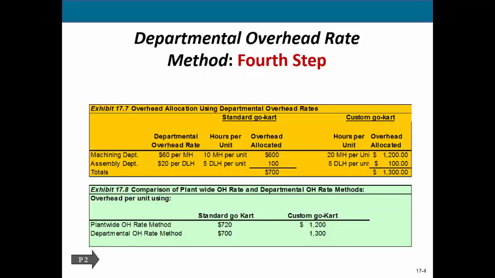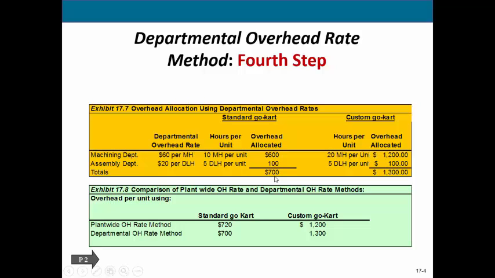Then we have to apply the overhead for the assembly department. The assembly department is a rate of $20 per direct labor hour. How many direct labor hours does the standard go-kart take? 5 direct labor hours. 20 multiplied by 5 is 100. So the total overhead for the standard go-kart is $700.